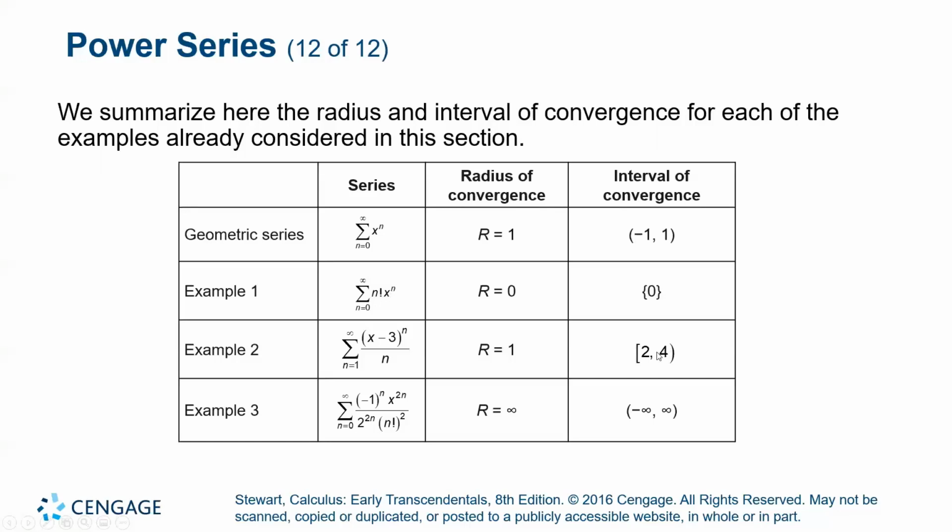In this case, I encourage you to look at the book to see this, but you do find that this series converges when x equals 2, but not when x equals 4. That's why we have parentheses on the 4 and brackets around the 2. And then the last one we looked at today, the Bessel function, we found that this series actually converges everywhere. The radius of convergence was infinity, which means this is centered at 0 because there's no minus or plus with the x, but the interval of convergence is negative infinity to positive infinity.